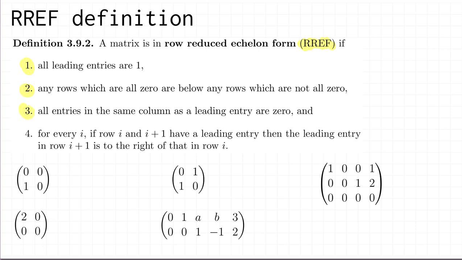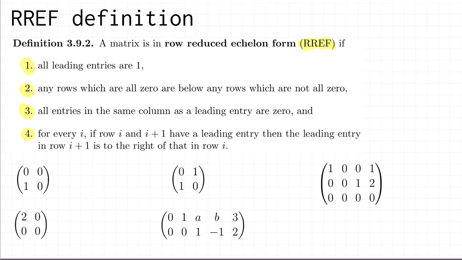Property 3 is that if you've got a leading entry in a particular column, every other entry in that column must be 0. And property 4 says that if row i and row i plus 1 both have a leading entry, then the leading entry in row i plus 1 is strictly to the right of the leading entry in row i. So this is quite a complicated definition.